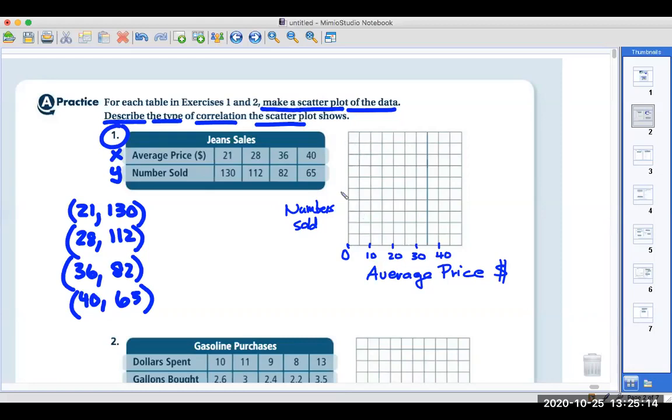And then on my y-axis, the number sold, I have to go up to 130. But I'm not going to start at 0, otherwise this will get too crowded. So I'm going to start at 60. I will also use 2 squares each time, so I don't have so many numbers. Makes it easier. So I'm going to start at 60 and I'm going up by 20 each time.